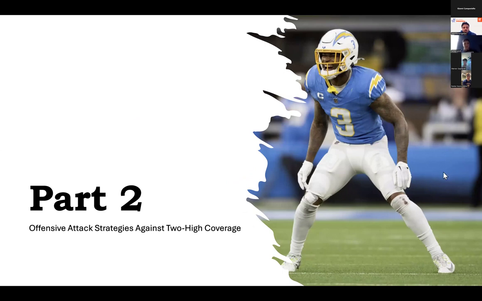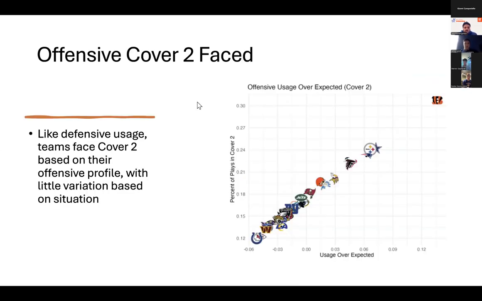So looking at that, this is the usage over expected against an offense. And pretty much the same trend emerges where Cincinnati is absurdly high, and then the rest of the teams fall into the line, where it just comes down to if teams want to use cover two, they're going to use it. There's not really situations where they're going to get interesting with it. There's not an outlier there.